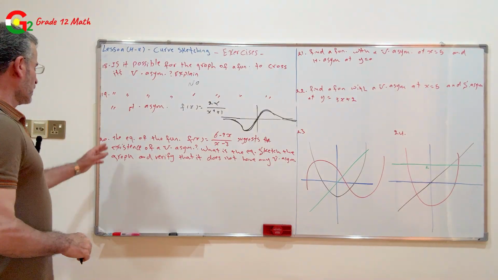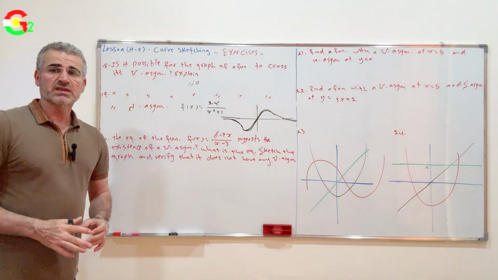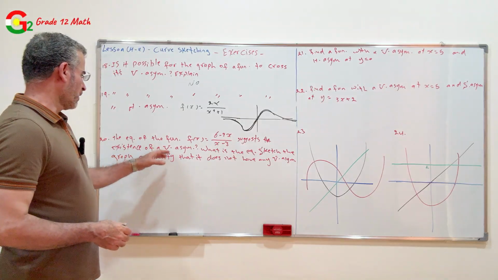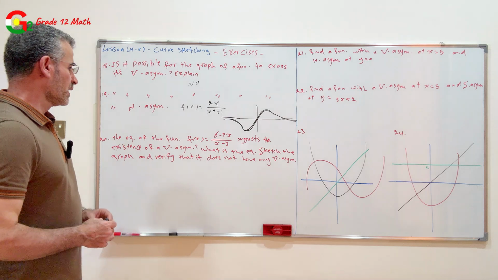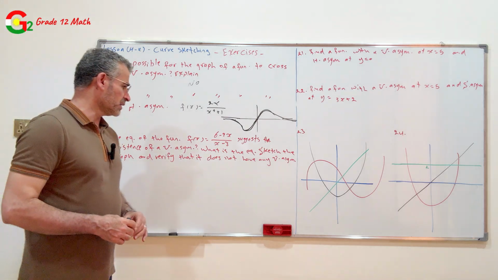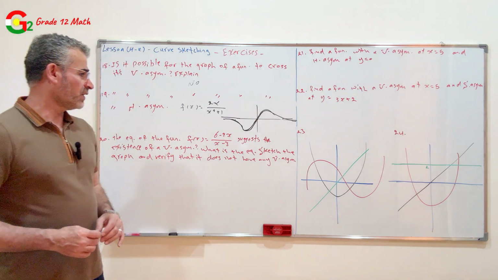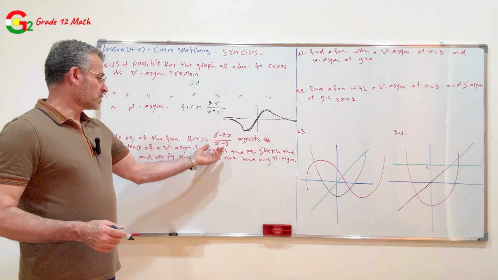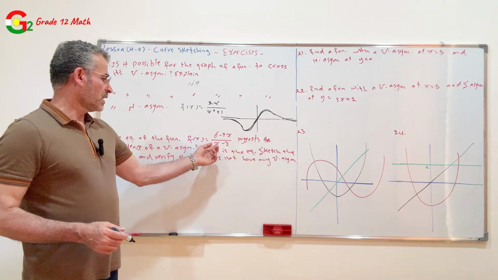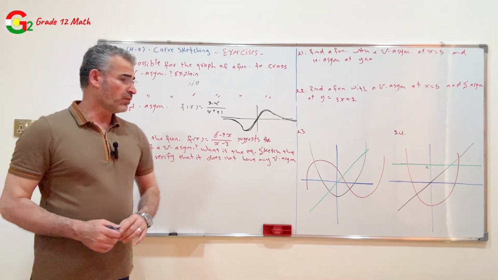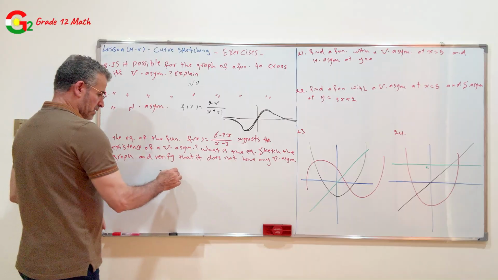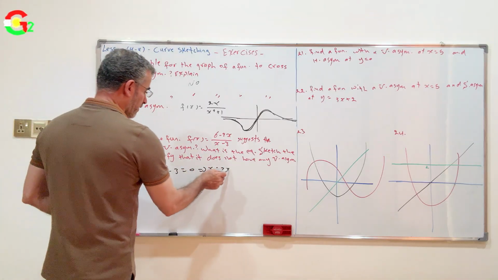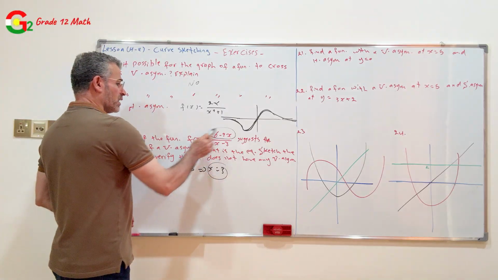Question number 20. The equation of the function f of x equals 6 minus 2x over x minus 3 suggests the existence of a vertical asymptote. What is the equation? Sketch the graph and verify that it does not have any vertical asymptote. The function has a vertical asymptote at x equals 3 if we set x minus 3 equals 0, but x equals 3 is a vertical asymptote only if it doesn't make the numerator 0.